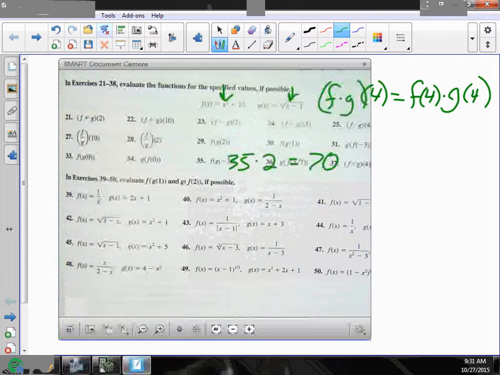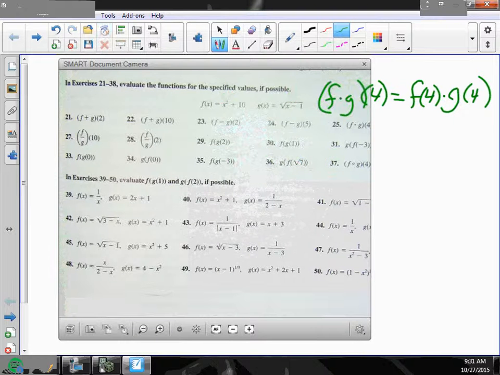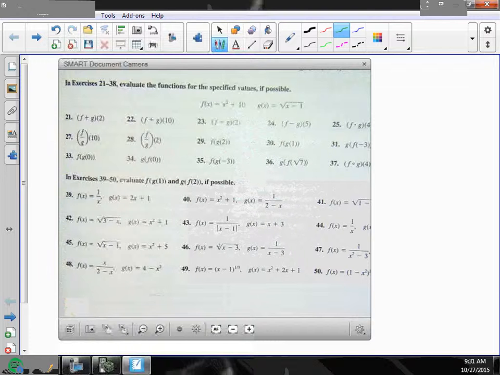So if you're going to be using the function f times g a lot, then you'll want to combine the equations. But if you're just doing a single number, it's usually better to just plug the number into the first equation, plug the number into the second equation, and then perform the operation separately. Does that make sense?